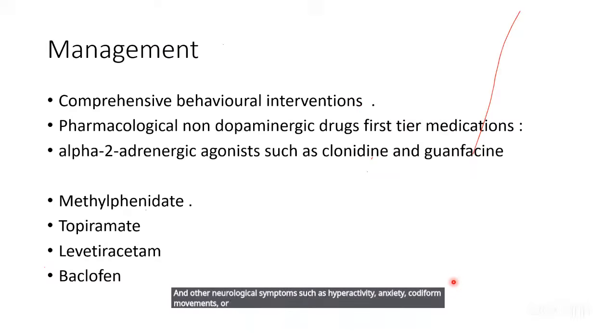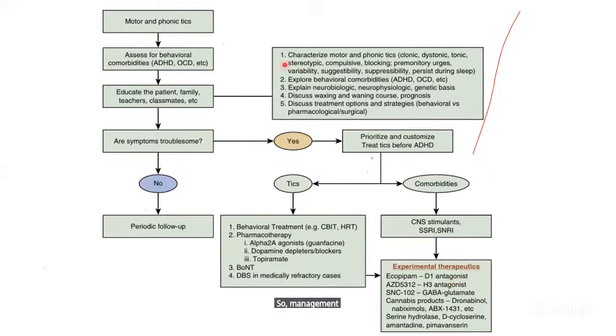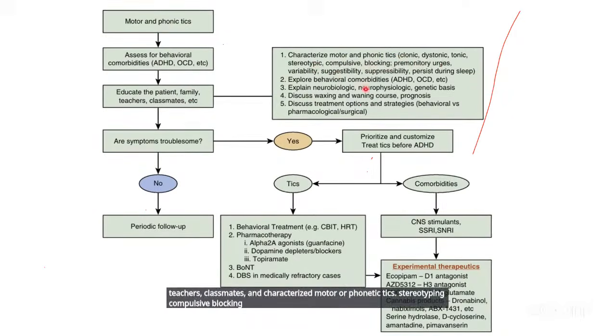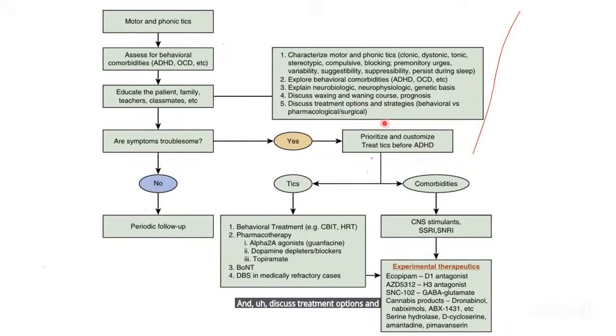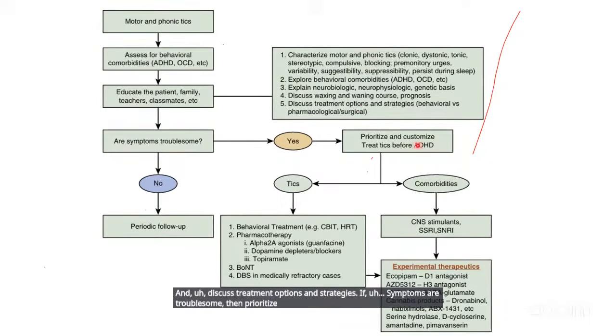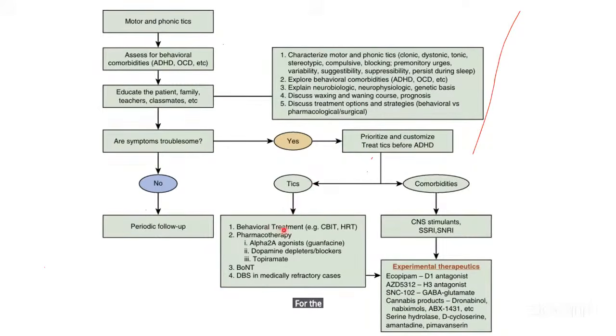Management will mainly be to educate the family, teachers, and classmates, and characterize motor or phonic tics, stereotypies, compulsive blocking, premonitory urges, and explore other behavioral comorbidities. Explain the neurobiological, neurophysiological, and genetic basis, discuss the waxing and waning course, and discuss treatment options and strategies. If the symptoms are troublesome, then prioritize and customize, treating the tics before the ADHD. For the tics, behavioral treatment, CBIT, is the best treatment.